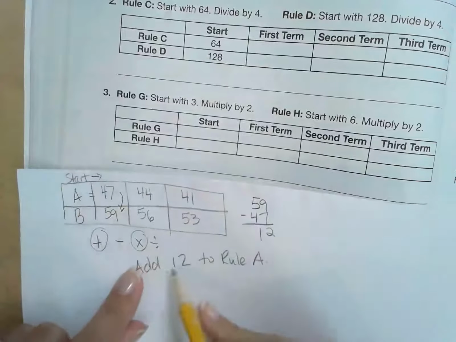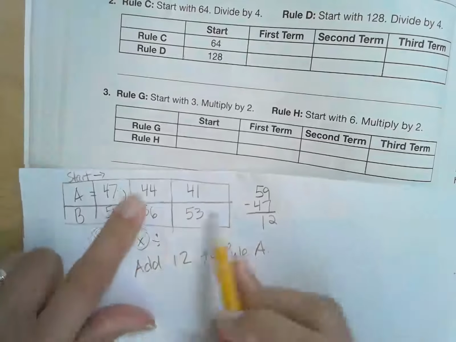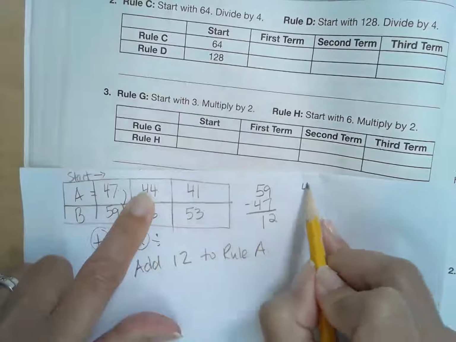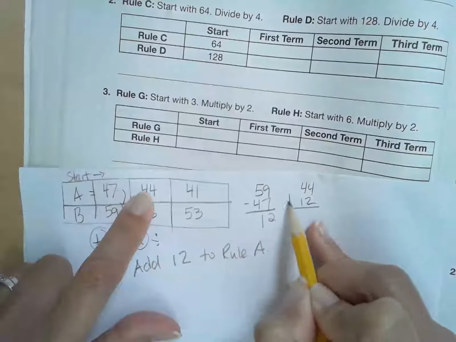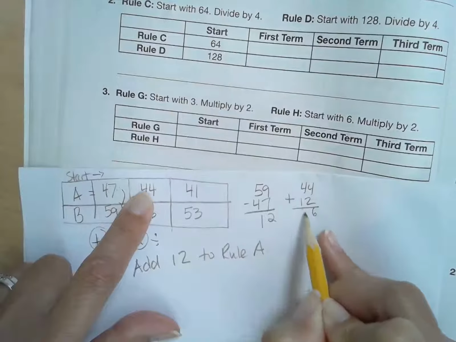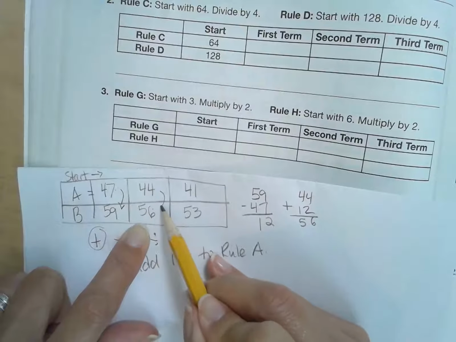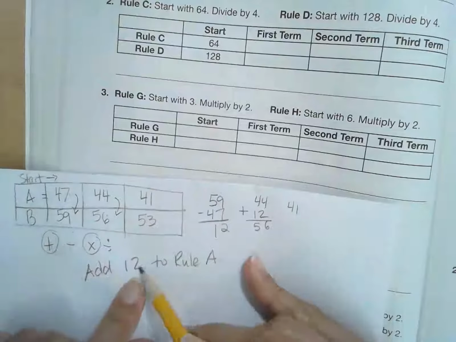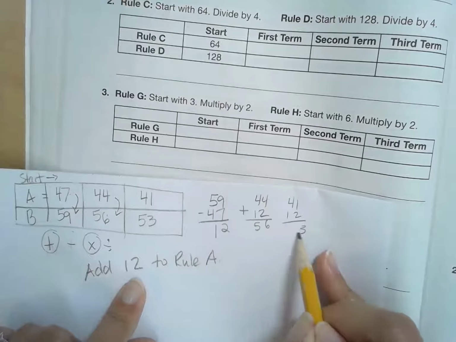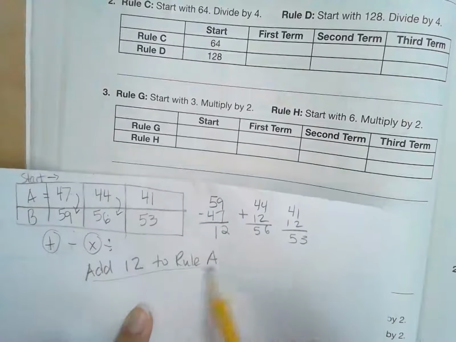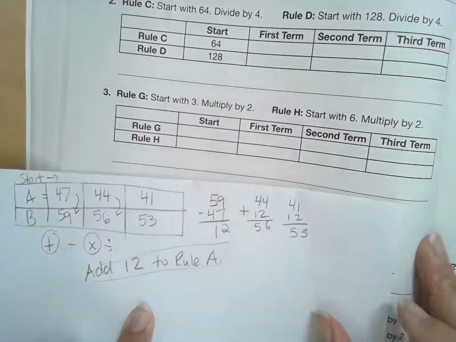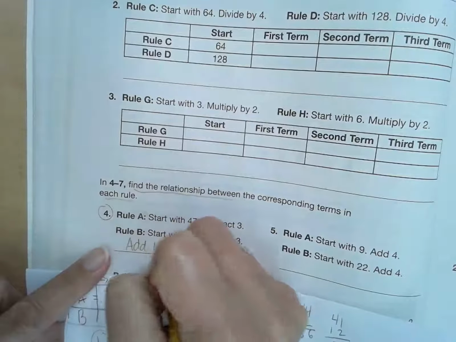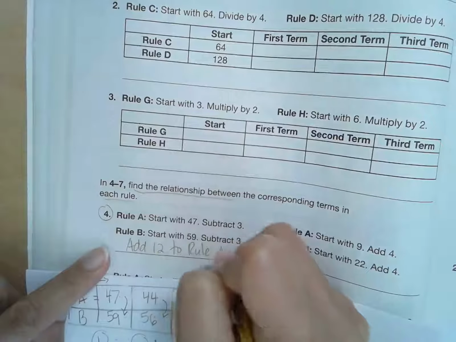Now, I'm going to do the same thing to see if this is true. Add 12 to rule A. So here's rule A, 44 plus 12. I'm going to do my addition over here. 44 plus 12. 4 plus 2 is 6. 4 plus 1 is 5. There we go. I'm going to do the same thing here just to make sure. 41. My rule would be to always add 12. 53. There you go. So my rule here would be to add 12 to rule A. All right. So my rule, add 12 to rule A.